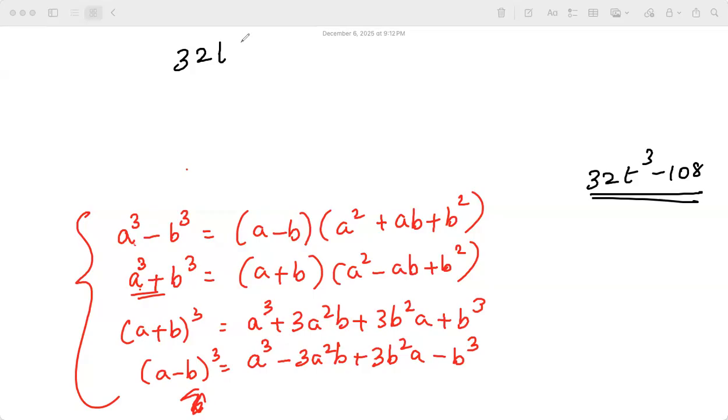How do you interpret this? How to solve this? 108 is not a cube. So what do you do? Divide the whole thing by 4. Take 4 common. Distributive property is very powerful.